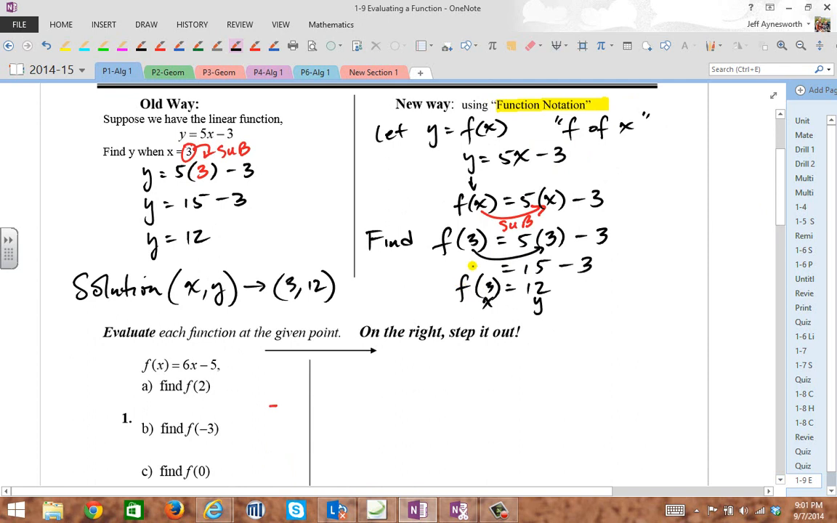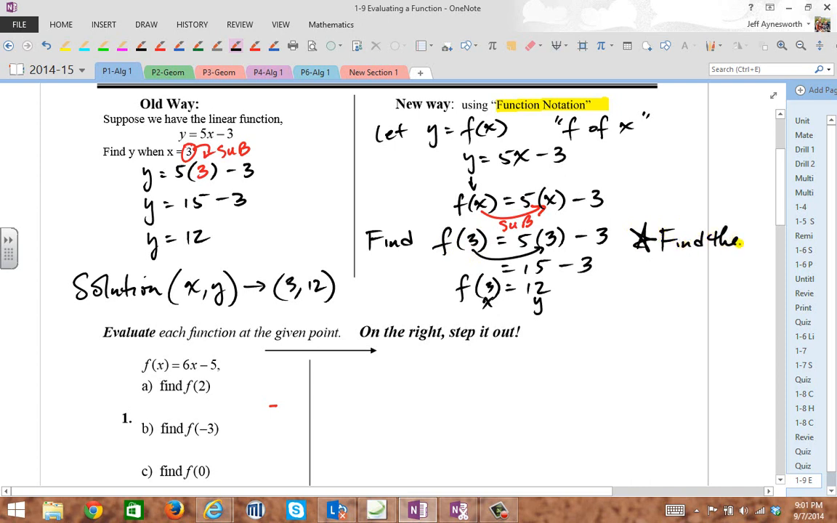And pay attention to how it's written, okay? And pay attention also to how it's said. All right, this is not f times 3. This is f of 3, which means find the value of the function at x equals 3. That's what this means. In fact, let me write that down here.